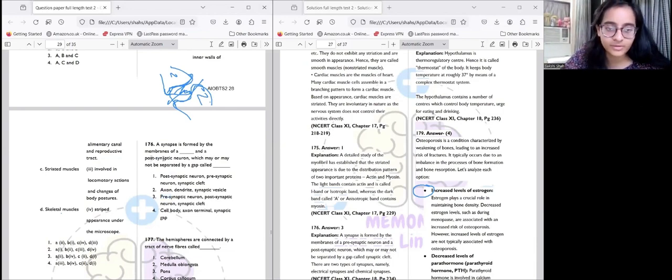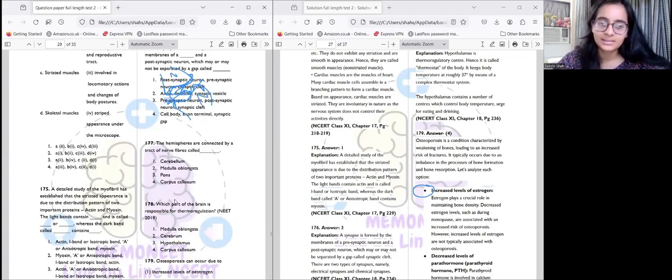So since here it's obviously post, here it has to be pre. So the answer will be 176, 3. This was just a little bit tricky at the end. Otherwise, it was basically a conceptual question.